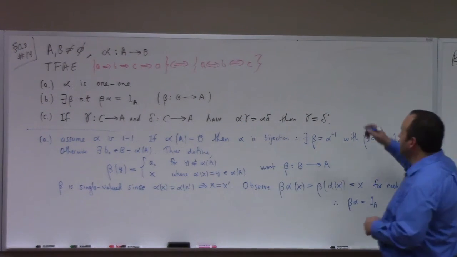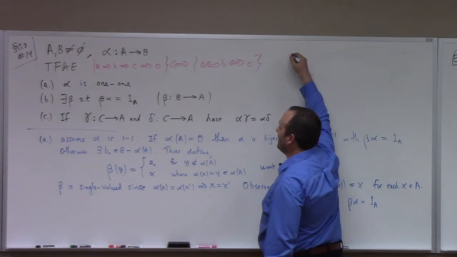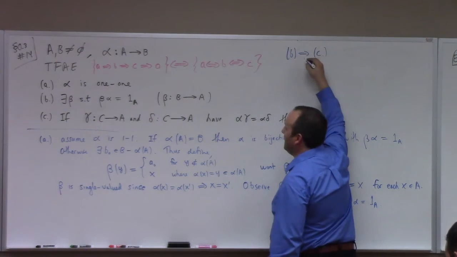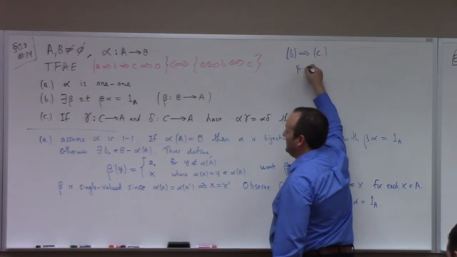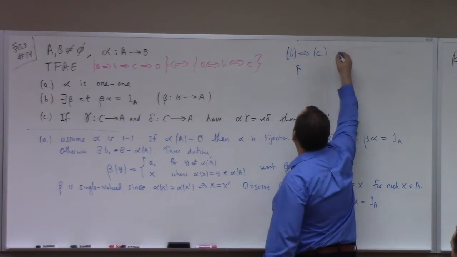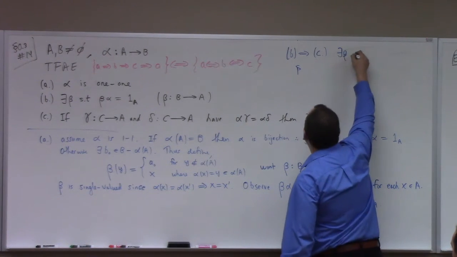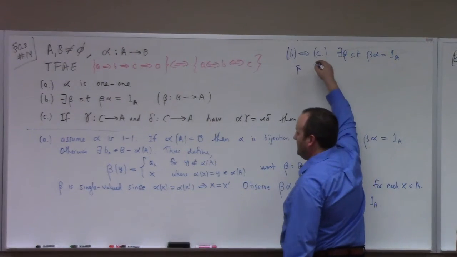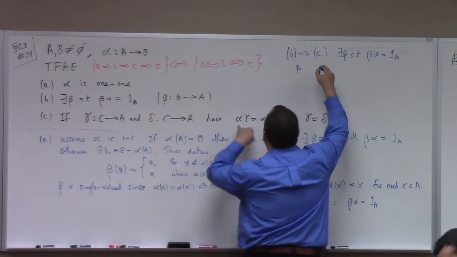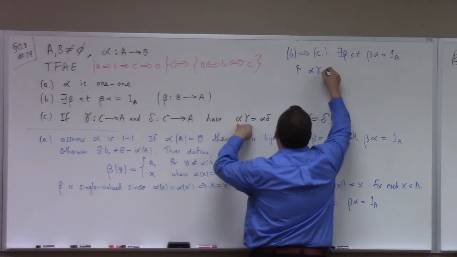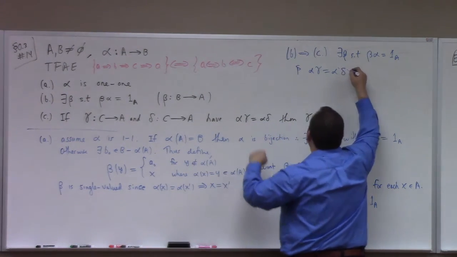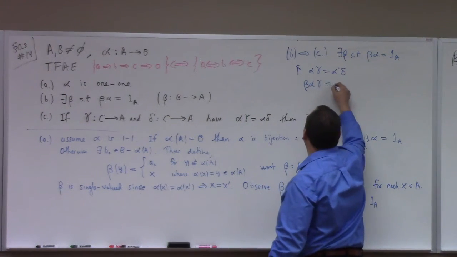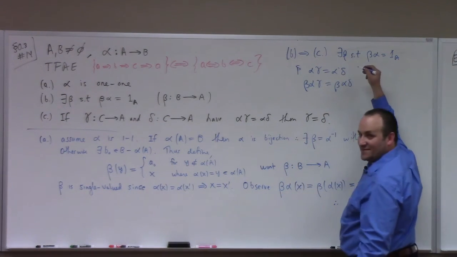Now, B implies C is much easier, I think. Right? So suppose we're supposing there exists beta such that beta alpha is 1A, right? And you're also supposing what? I'll just get straight to the point here, we're almost out of time. Alpha gamma equals alpha delta, right? So just operate by beta. Use associativity of maps.